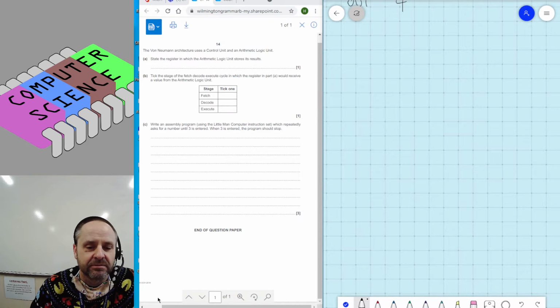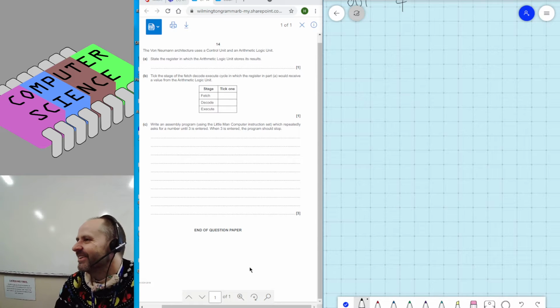Paused it. OBS interface is confusing. Right, go on.